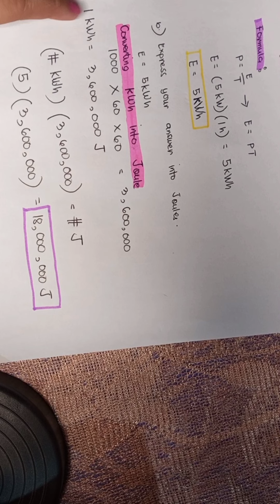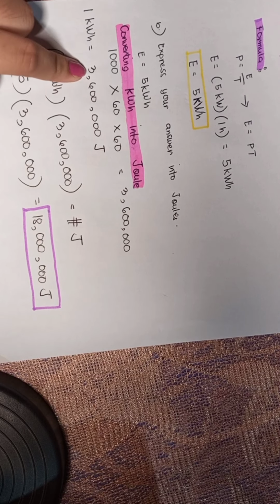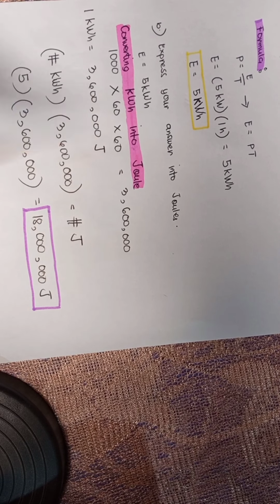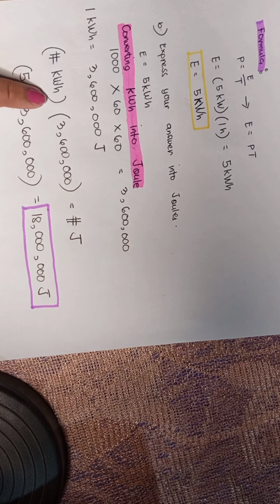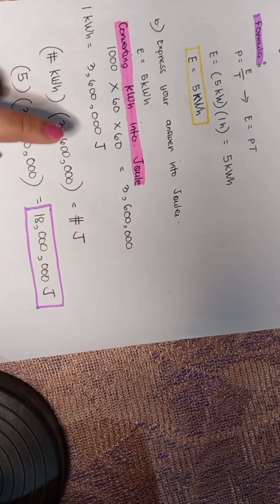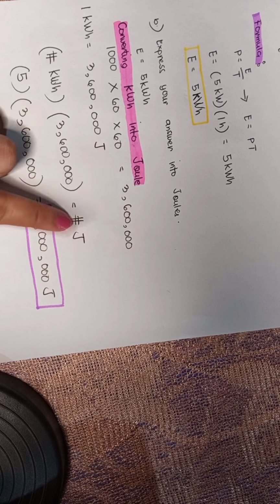Again, the value of 1 kilowatt hour is equal to 3,600,000 joules. So if you want to take the number on your bill and find how many joules, simply take the number of kilowatt hours and multiply it by 3,600,000, and the result will be the number of joules.